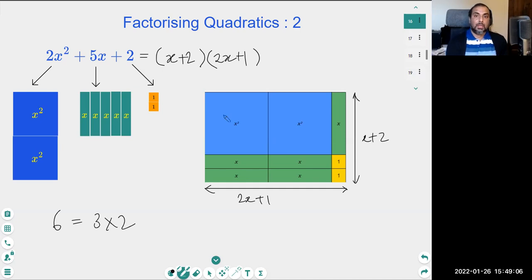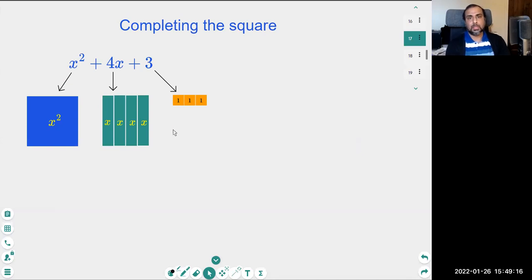Done. And you can check this as well by multiplying it out and seeing if it works out to be that. And this one is completing the square. That's one of our trickier concepts. Completing the square is literally what it means in this context.